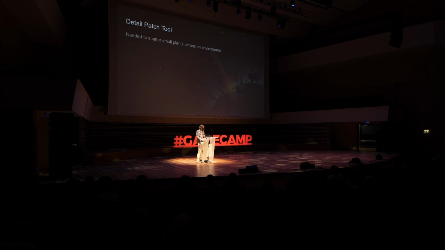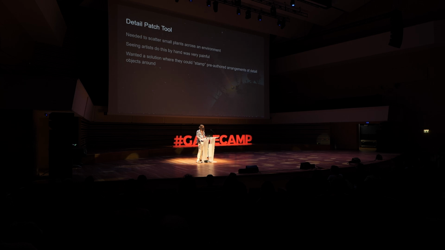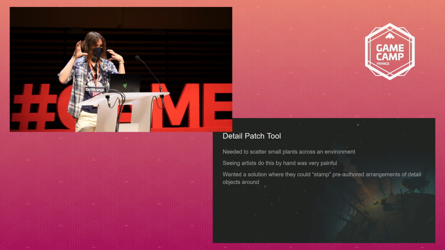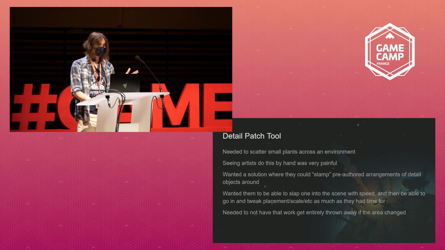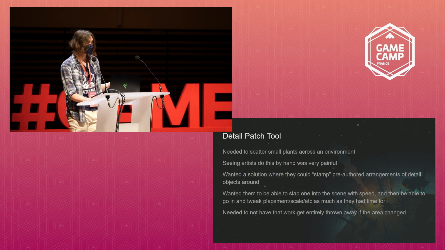So I knew we needed to scatter small plants across an environment. And like I said, seeing artists do this by hand was very painful. I wanted a solution where they could stamp pre-authored arrangements of detail objects around, slap one into the scene with speed, but also go in and tweak placement and scale of the individual elements as much as they had time for. I didn't want to sacrifice the small scale detail for the large scale speed. And I also needed that work to not get thrown entirely away if the area changed.